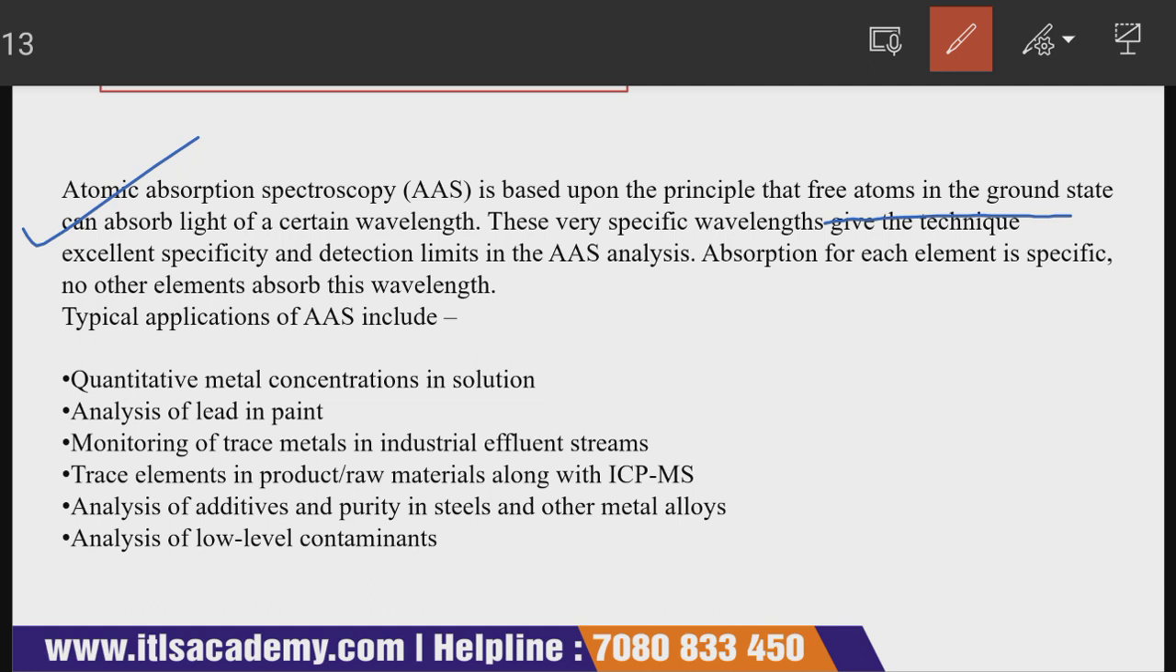So what are the basic typical applications of AAS? They are very important where you want a quantitative metal concentration in the solution. They have good detection of the quantitative metal concentration present in the solution. They can analyze the lead present in paint. Then they can monitor trace elements in industrial effluent streams.